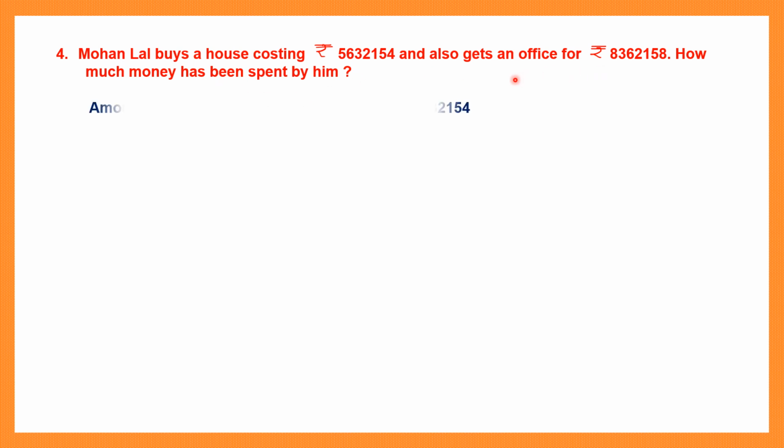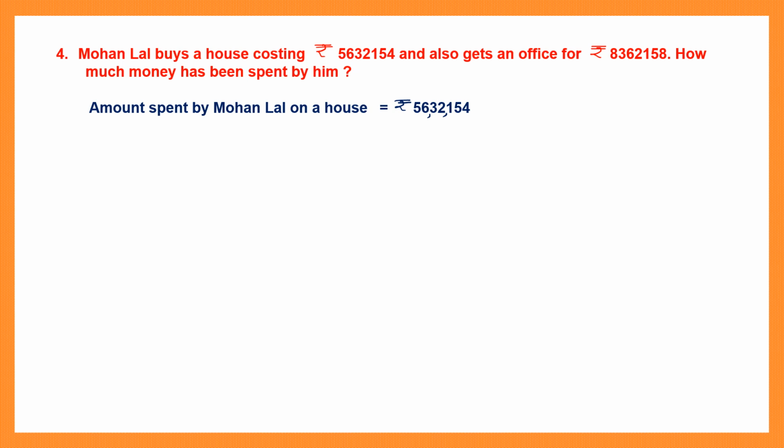So let's start with our first statement. Amount spent by Mohanlal on a house is rupees. Now let's read this number. Place your commas, one comma here and one comma here. So this is 56 lakh 32,154. This is how much he spent on a house.